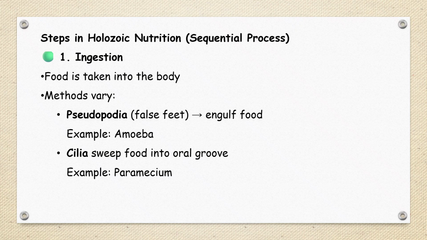For example, in amoeba, they use pseudopodia for engulfing and grabbing the food, and later they take that food inside the amoeba's body. In paramecium also, they exhibit cilia to grab the food. That is how they grab the food and ingest it. That is the first step.